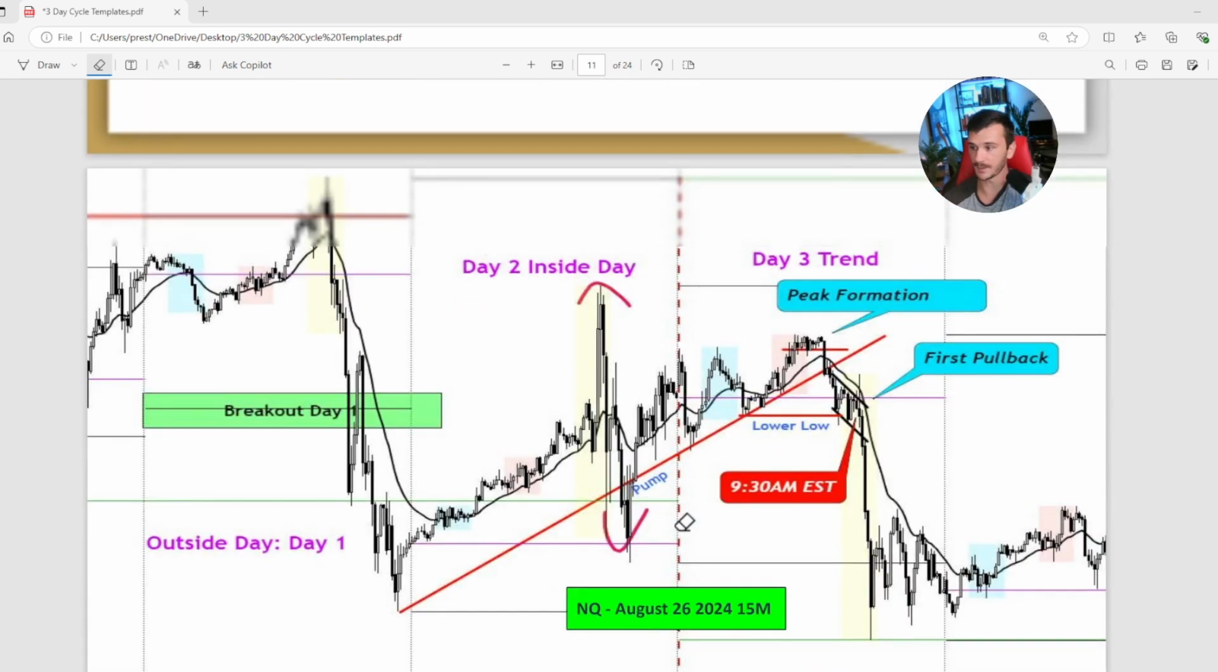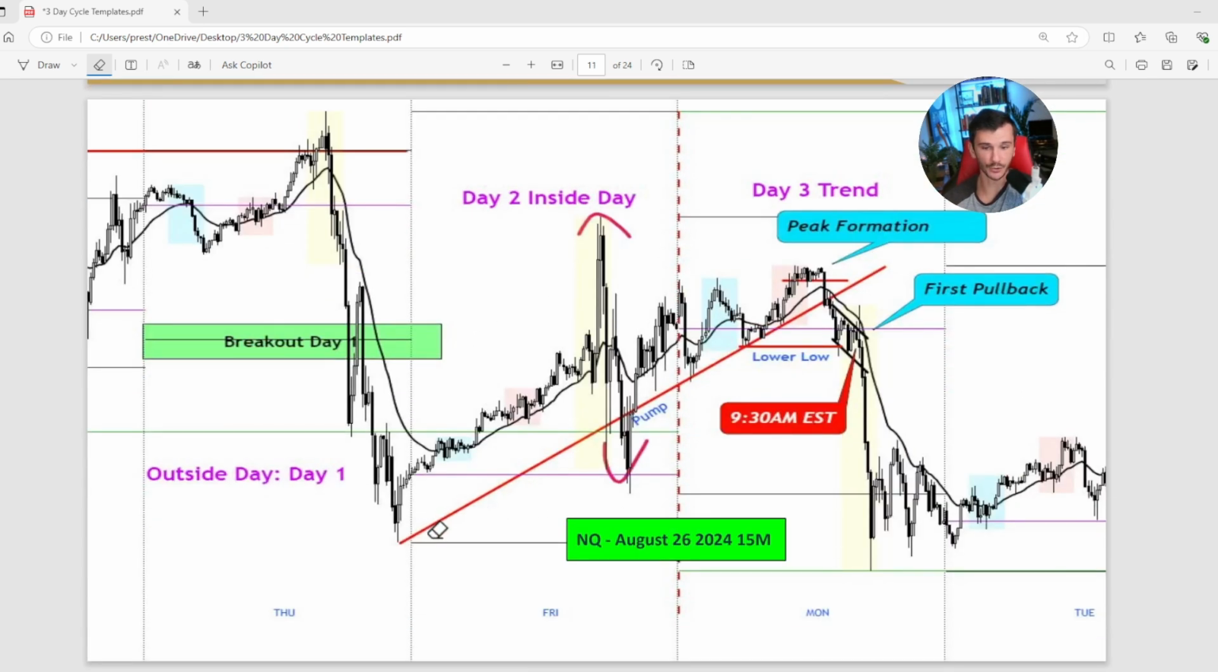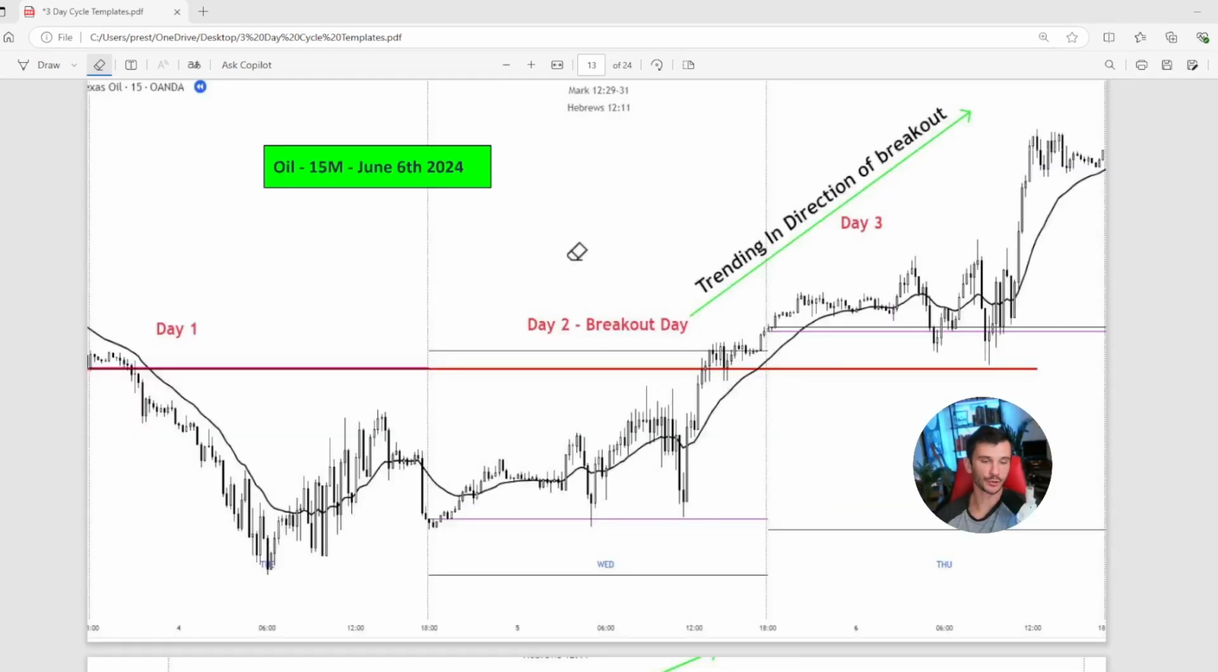And if you look up here at the 15-minute example, back down to where that pump originally began, which was the low of Thursday. This is a good trend example on oil. This is June 6th of 2024. There's plenty more recent examples for these trend 3-day cycles, but this one just caught my eye, so I used it. All right, so day 1 of the cycle, this was a Tuesday.